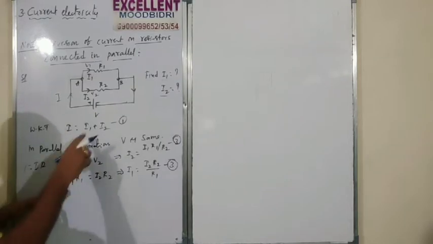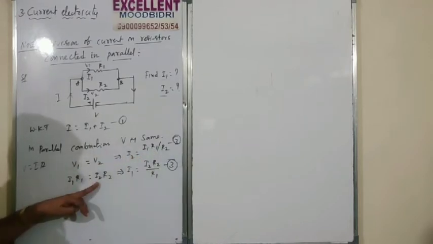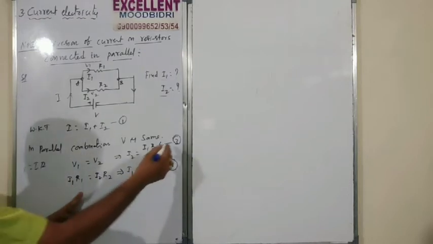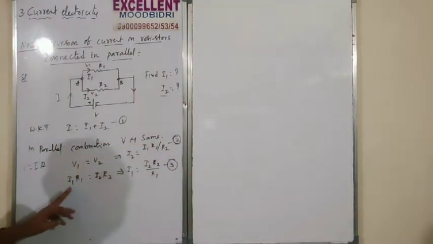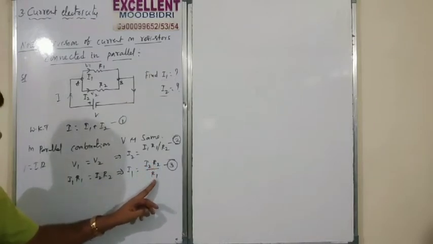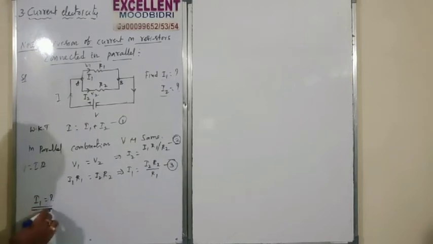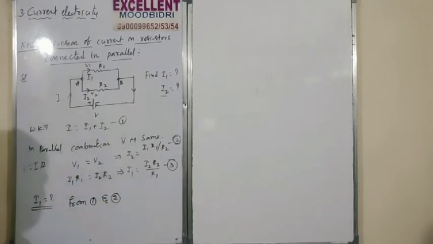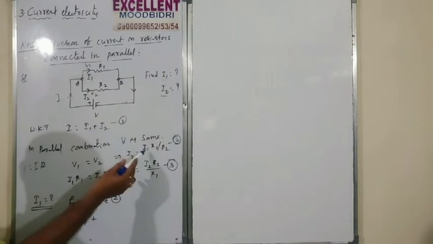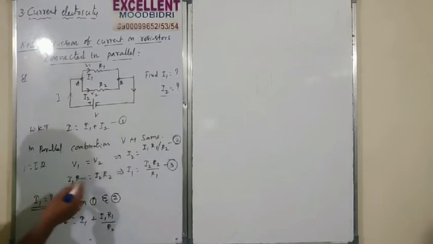If I want the I1 and I2 values, you can substitute into the given equations. That is why, first I want I2. I2 is equal to I1 R1 by R2, equation number 2, okay? So now this is equation number 3, right? If I want the I1 value, I1 is equal to I2 R2 by R1. So now the first target is I1. Therefore, from equations 1 and 2, what is the first equation? I is equal to I1 plus I2, and I2 is I1 R1 divided by R2, with the help of this one.